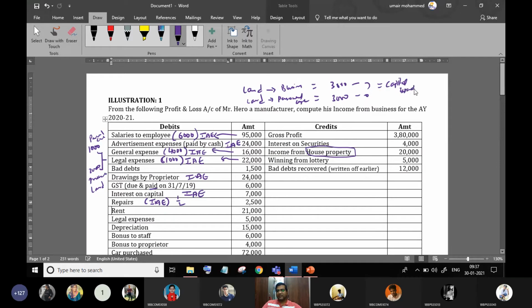The answer is simple. What is the definition of capital expenditure? Any capital expenditure includes the cost of the asset plus all expenses incurred in acquiring the asset. So that's the definition of capital expenditure. Capital expenditure includes what? Cost of the asset plus all the expenses incurred in acquiring the asset.